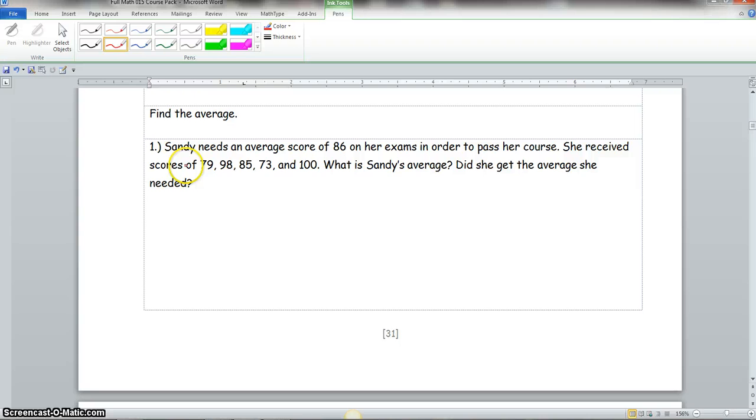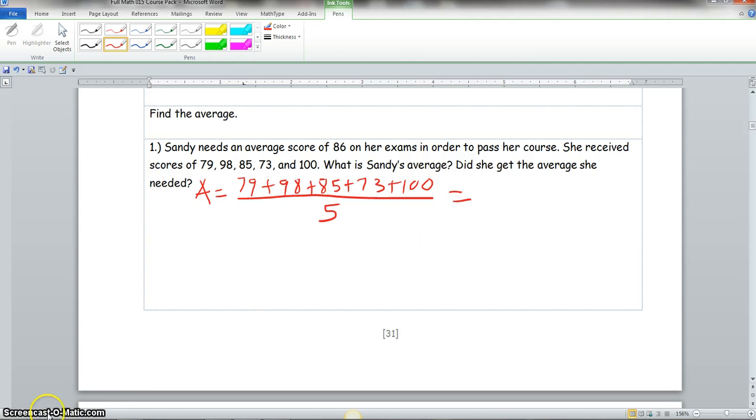We have number 1. It says Sandy needs an average score of 86 on her exams in order to pass her course. She received scores of 79, 98, 85, 73, and 100. What is Sandy's average? Did she get the average she needed? So what we would do is we would take average, or A, is equal to 79 plus 98 plus 85 plus 73 plus 100, all over, this is the sum of the numbers. And we count how many numbers we have. We have 1, 2, 3, 4, 5 numbers. So we'll divide that by 5.